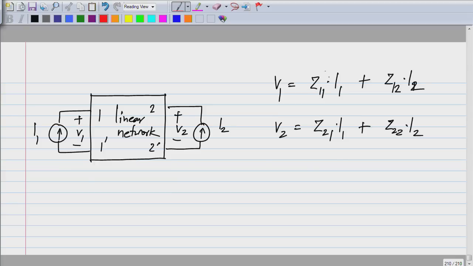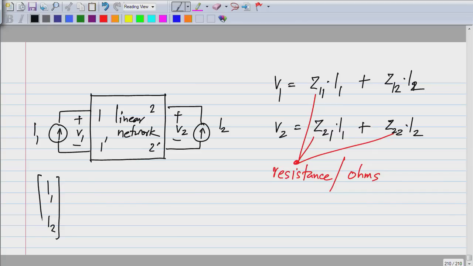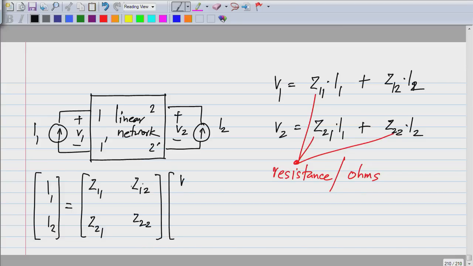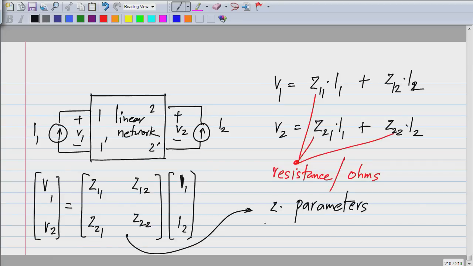So clearly you multiply I1 by some number to get a voltage. So these have dimensions of resistance and units of ohms. Okay. And again, for compact notation, you end up using this matrix form. Sorry, I have to write V1, V2 as a function of I1, I2, and these are known as Z parameters. Okay.